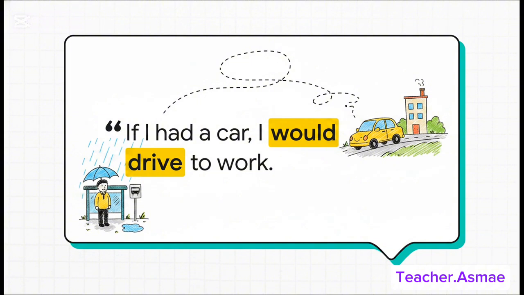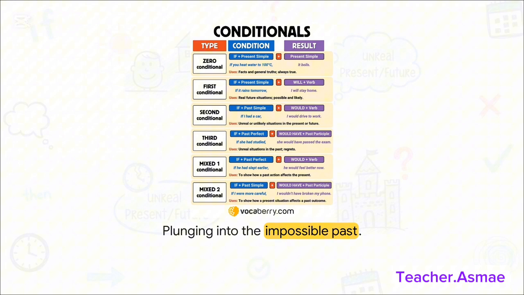If I had a car, I would drive to work. The math? If I had, if plus past simple. I would drive, would plus verb. But think about the actual boots on the ground reality of this sentence. Does the speaker actually have a car right now? Nope. They're probably standing at a rainy bus stop imagining an alternate present. It's pure fantasy.